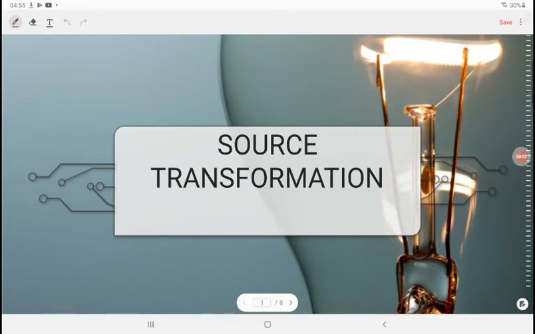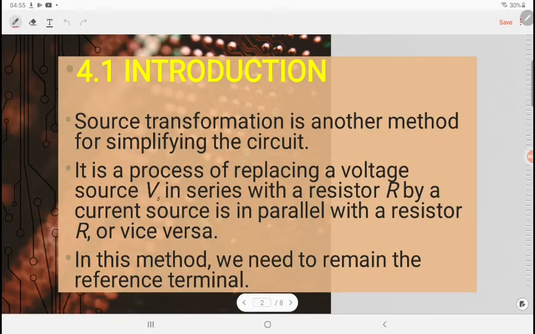Source transformation. Source transformation is another method for simplifying the circuit. It is a process of replacing a voltage source Vs in series with a resistor R by a current source in parallel with a resistor R or vice versa.